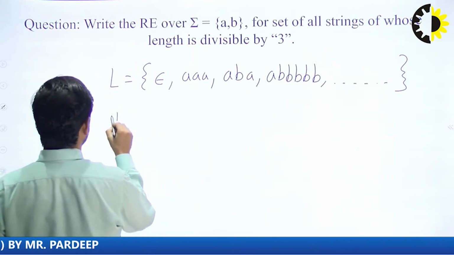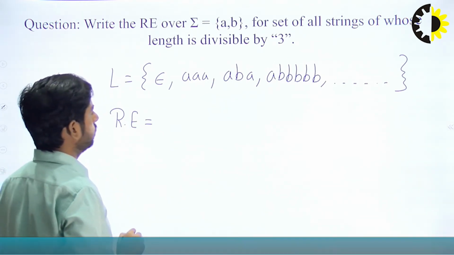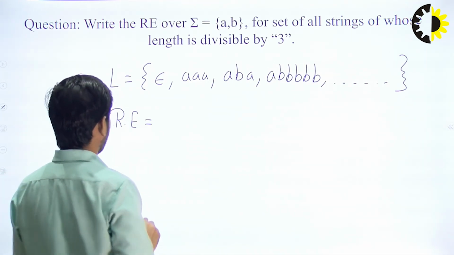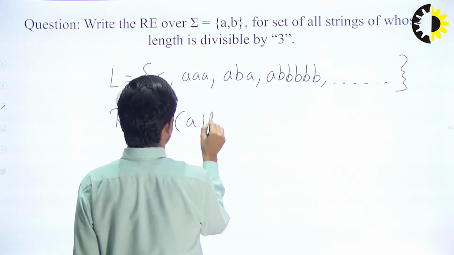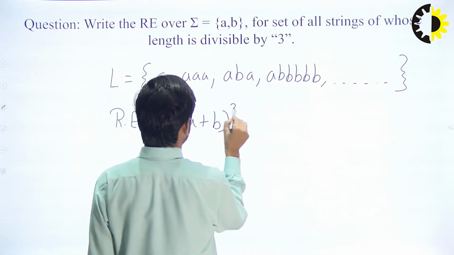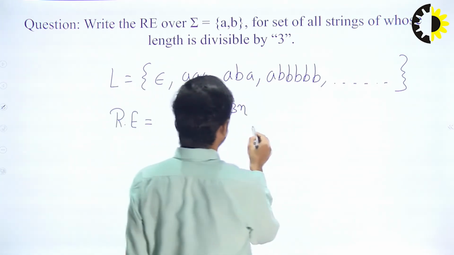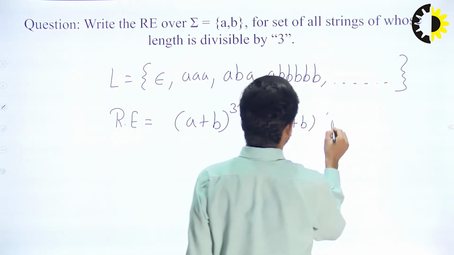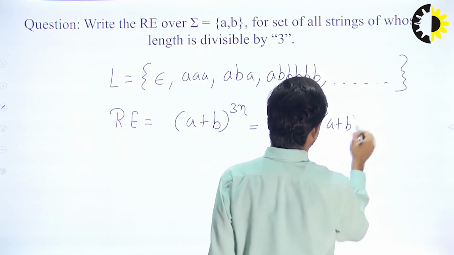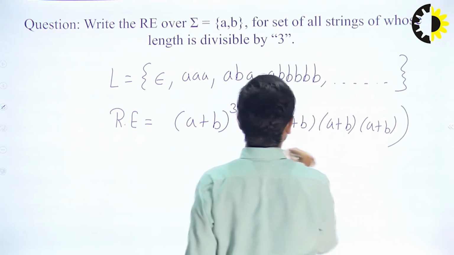So the regular expression will be (A+B) raised to power 3n, something like that. It is similar to the previous problem. So I can write it as ((A+B)(A+B)(A+B)) whole raised to power n.